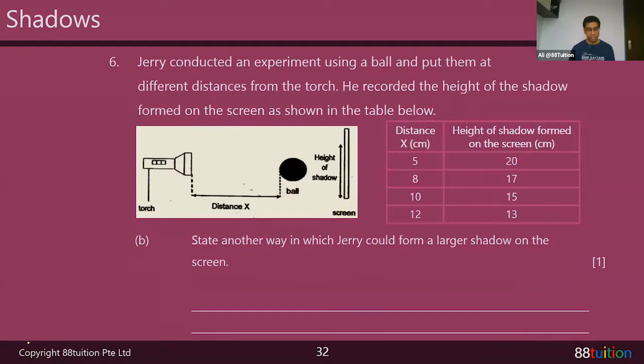Okay, not difficult. State another way Jerry can form a larger shadow. Can you imagine? How did he form the larger shadow?